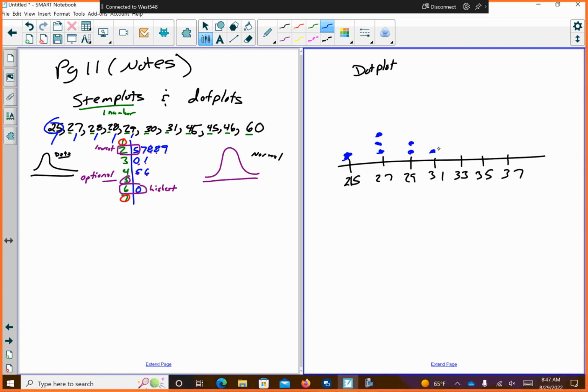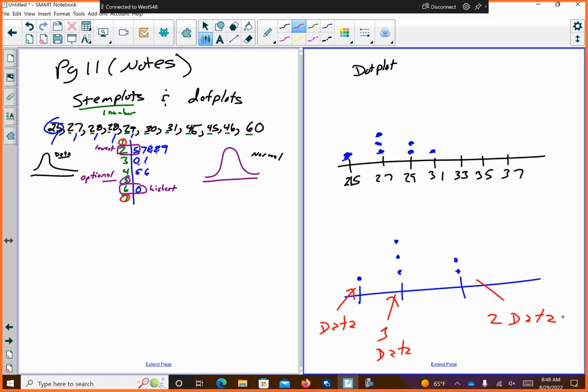So the dot plot is a way of acting like it's a stem plot, but you kind of make it horizontal, and you just start putting tick marks where certain things are. Okay? So a dot plot could look something like this, where this would represent one piece of data. There's 3 data here, and there's 2 data here.